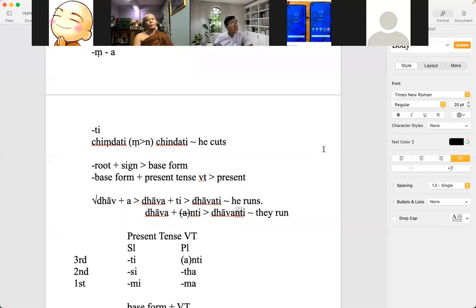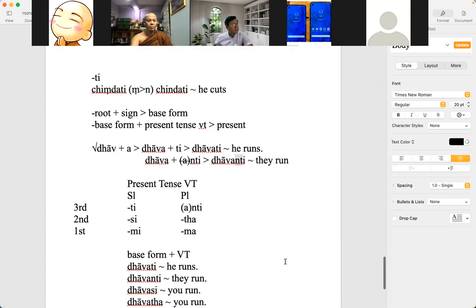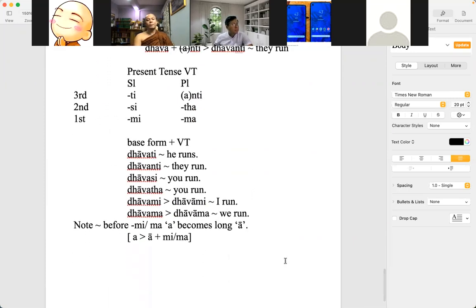Okay. So second question. Before me and ma, the vowel becomes long, right? What about other vowels like u and e? Oh, so if there's u and e, then it's just regular. If it's short, it just keeps short. So yeah.